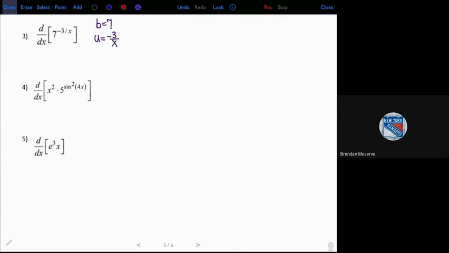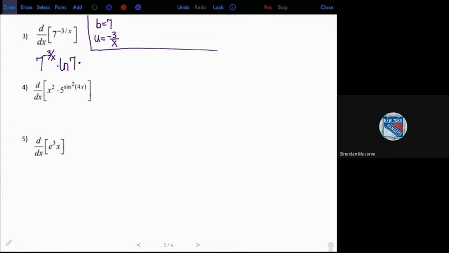So when I'm following the B to the U rule, I kind of know who's in which spot. So my derivative here is going to start off with B to the U, as is. 7 to the -3 over X, times the ln of the base. So times ln of 7. That's the base. But then times U prime. Well, if I take a look at U here, I'm going to separate that so it doesn't get confusing.